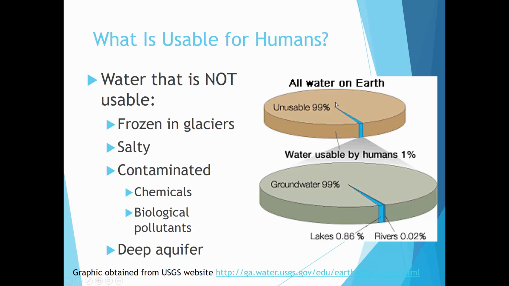So that means that if you look at all the water on Earth, 99% of it is unusable, and 1% is usable. Of this 1%, most of it exists in the groundwater, and then a very small percentage exists as surface water in the forms of lakes and rivers.